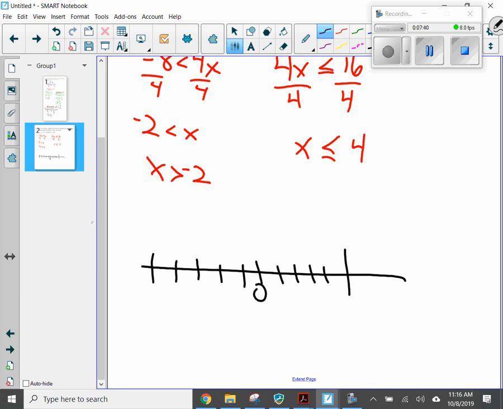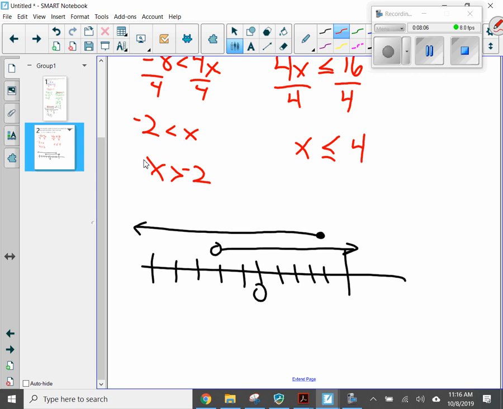Greater than -2, so like that, but less than or equal to 4. So here's 4. That's a closed-in dot because it's less than or equal to, and it goes that way. But again, it's an and, right? So it has to satisfy both pieces of this compound inequality.